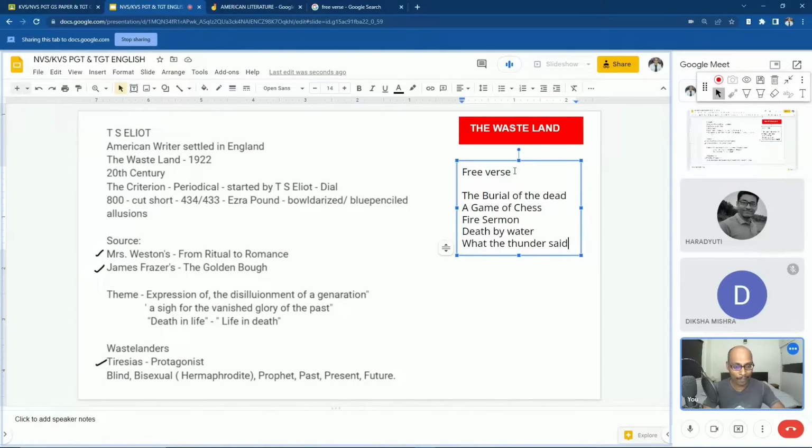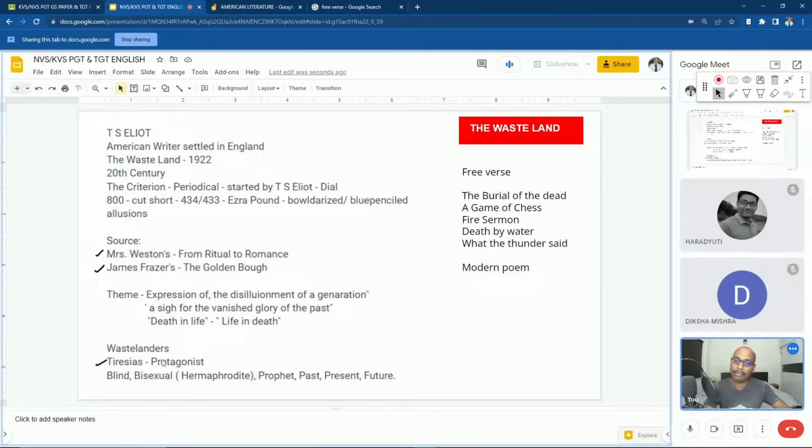This poem is known as a modern poem. Which poem is known as a modern poem? The Waste Land is known as a modern poem. The protagonist or the central character of this poem is Tiresias. This character Tiresias is present in Greek mythology. He is bisexual or double sexed, blind, and he is also a saint and prophet, and he could see the past, present, and future. Okay, so this is the introduction about the poem, and it is dedicated to Ezra Pound.